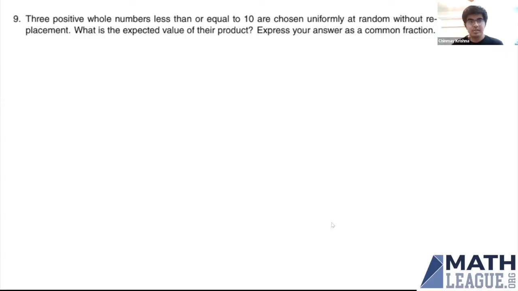So I'll be going over team number 9. So we have 3 positive whole numbers less than or equal to 10 chosen uniformly at random without replacement. What is the expected value of their product? Express your answer as a common fraction.